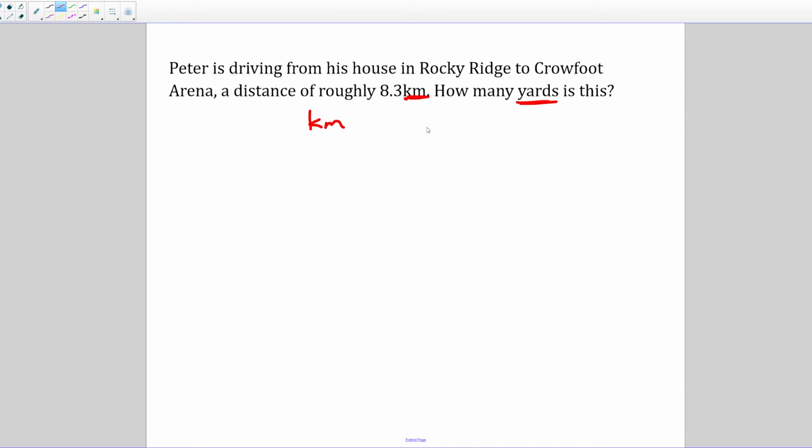Looking at our conversion chart, we see that there's no direct conversion from kilometers into yards, so we're going to have to come up with a step in the middle. Typically, what I recommend to students is if we can convert within the metric system first before going to imperial units, that would be the quickest. So here we're going to go from kilometers into meters and then finally into yards.